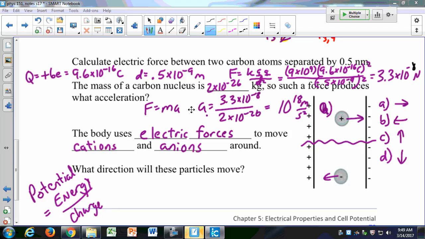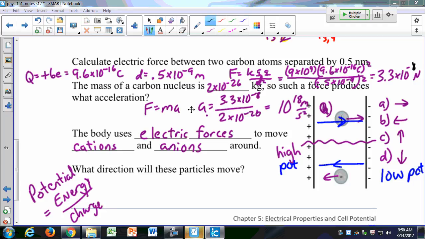When I'm talking about charged particles, they will move in directions of changing potential. Positive particles will move from high potential to low potential. So I would call this the positive side, the high potential side, and over here on the negative side, the low potential side. Positive charges will move in the direction from high to low. Negative charges will move from low to high.